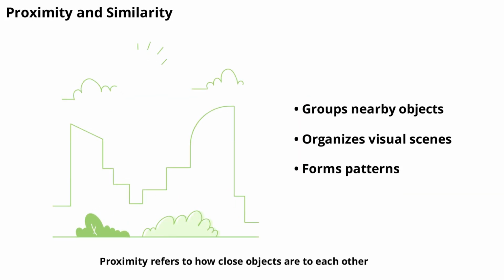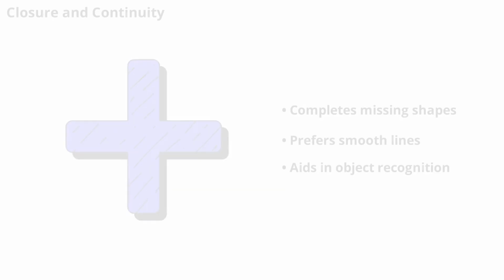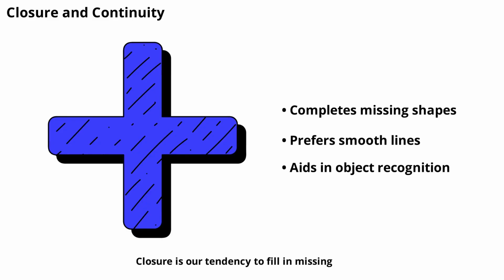Proximity refers to how close objects are to each other. When elements are near one another, we perceive them as a group. Similarity means we group objects that look alike. These cues help us organize complex scenes into understandable patterns. For instance, a cluster of stars in the sky may be seen as a constellation because of their proximity and similarity. Closure is our tendency to fill in missing parts of a shape to see a complete object.